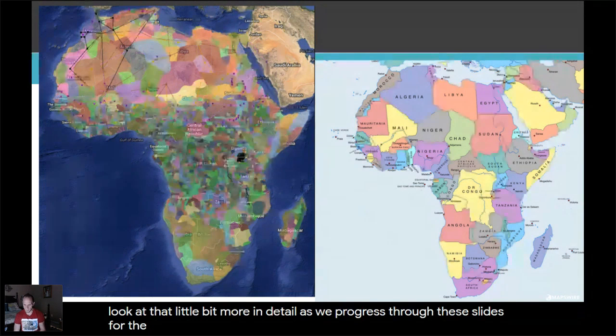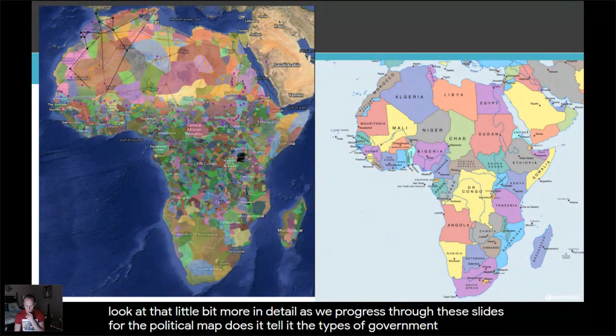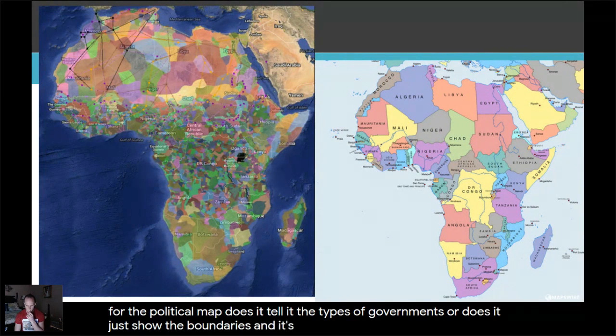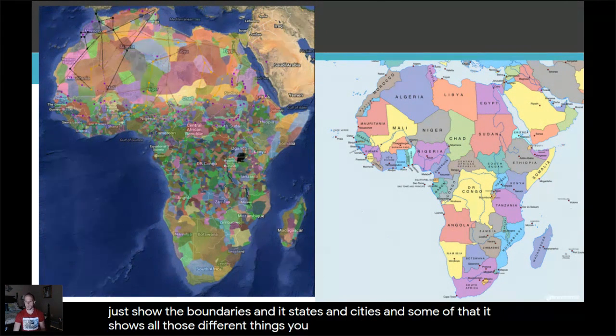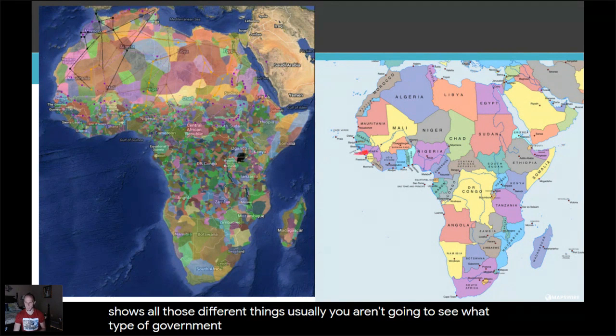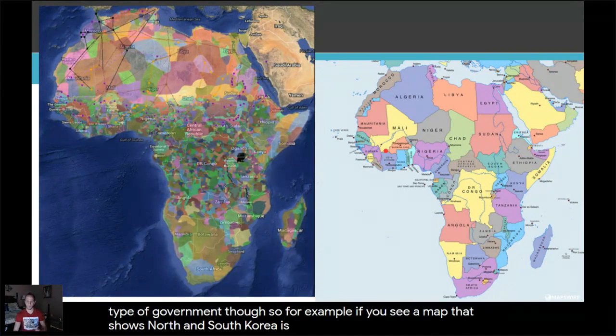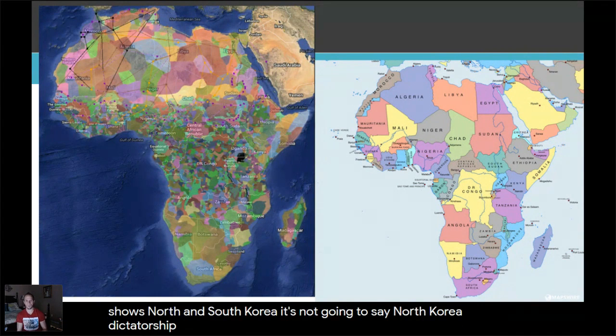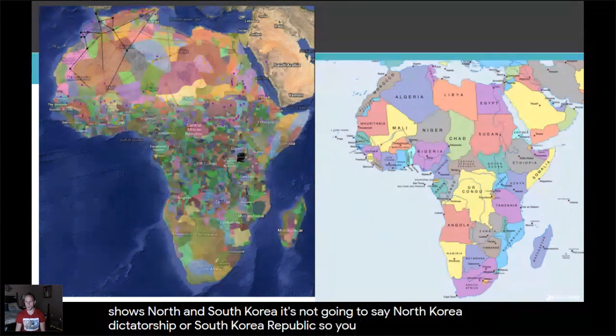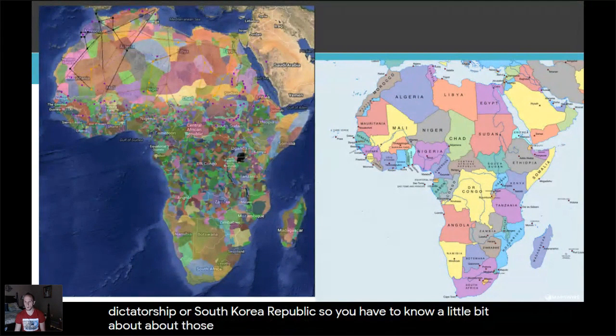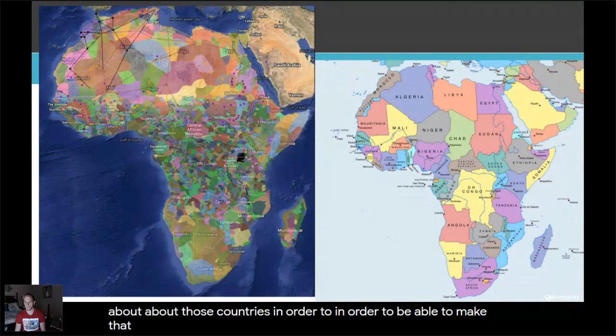For the political map, does it tell the types of governments, or does it just show the boundaries of the states and cities and stuff like that? It shows all those different things. Usually you aren't going to see what type of government though. So for example, if you see a map that shows North and South Korea, it's not going to say North Korea dictatorship or South Korea republic. So you would have to know a little bit about those countries in order to make that deduction. But it definitely does usually show capitals, usually really influential economic cities.